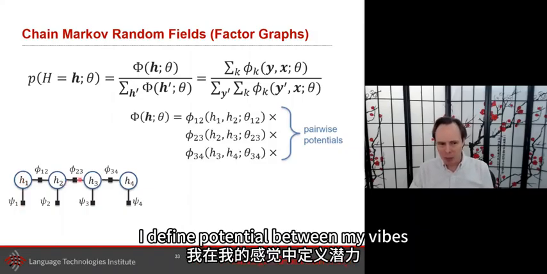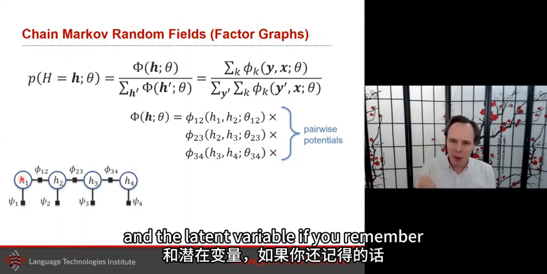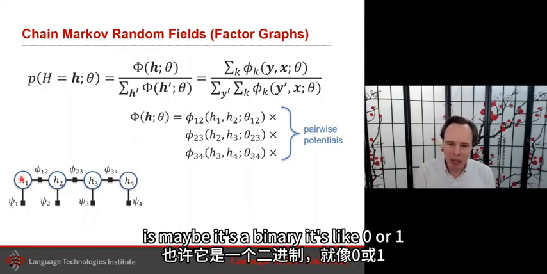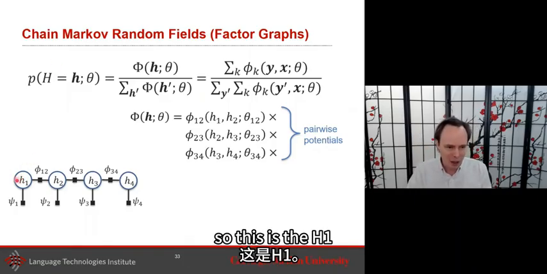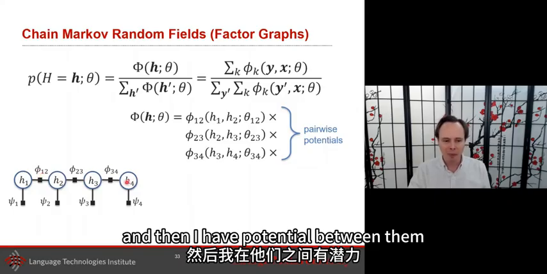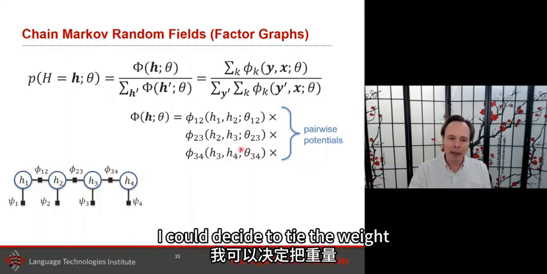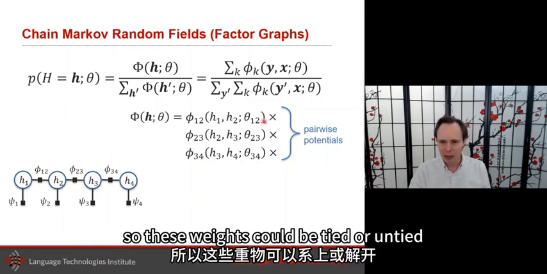I define potential between my latent variables, and a latent variable, if you remember, is maybe binary, like 0 or 1, or it could be discrete, like maybe 0, 1, 2, 3, 4, 5. So this is the H1. The same for H2, can be maybe from 0 to 5. And then I have potential between them. I could decide to tie the weight. I could say the weights here are also tied to the weights here are also tied. So these weights could be tied or untied.